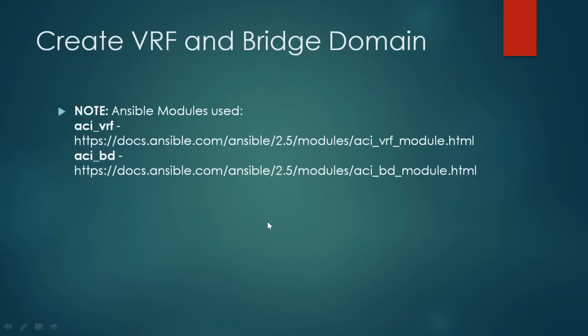In this section, I'm going to show you how you can create the VRF and the bridge domain inside the tenant. If you want more information, you can go to these URLs, ACI VRF and ACI BD, and you can check other options as well related to VRF and the bridge domain. Before creating these VRF and BD, let's go to our APIC controller and verify that we do not have any existing VRF and bridge domains.